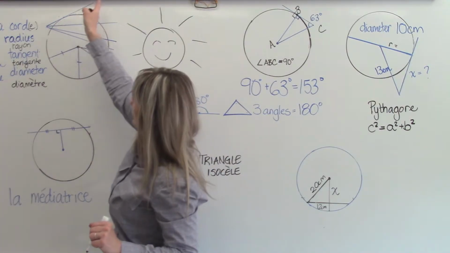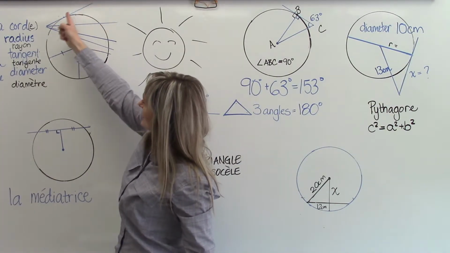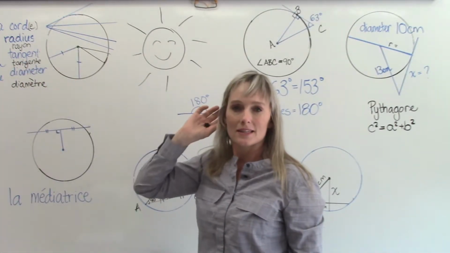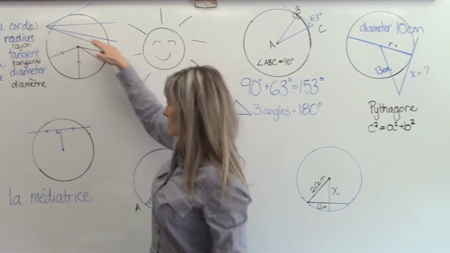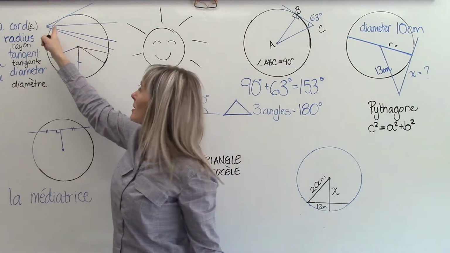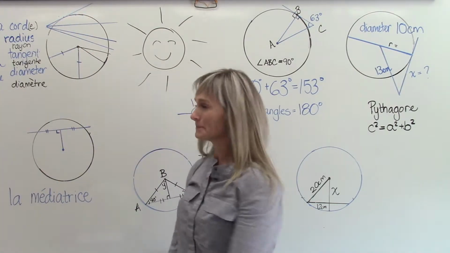Ça c'est la tangente. So you have a tangent, just like when someone starts talking off topic and they kind of go off to the side, we say that they go off into a tangent. Well, if you start drawing chords and then you go off to the side until you only touch the circle in one spot, that's called a tangent.